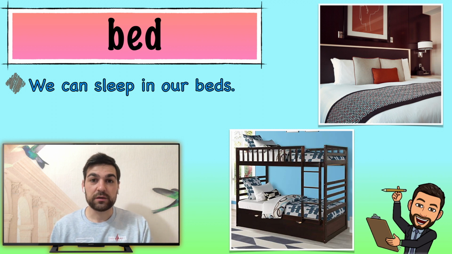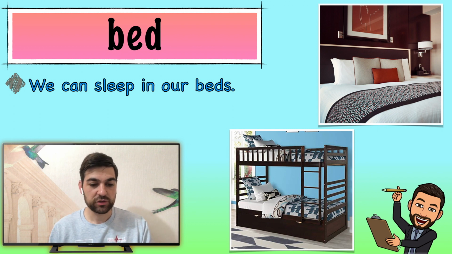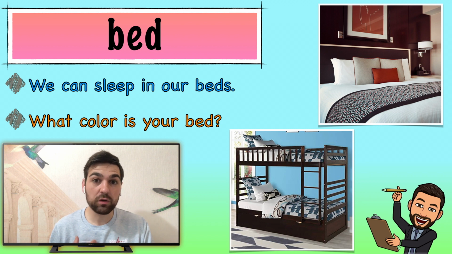Now we're going to use two sentences, one affirmative sentence and one question. So, the affirmative, we can sleep in our beds. And now the question, what color is your bed? My bed is brown. What color is your bed?